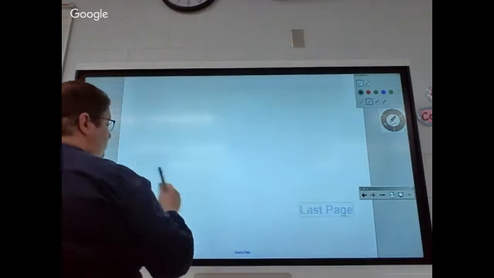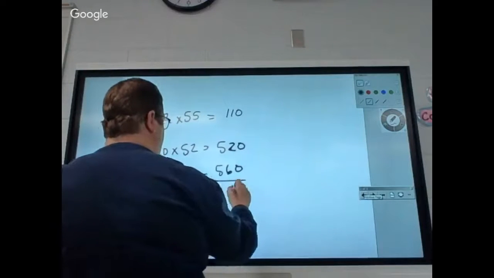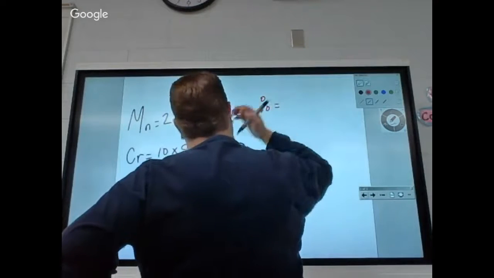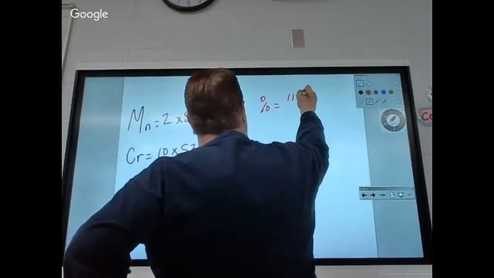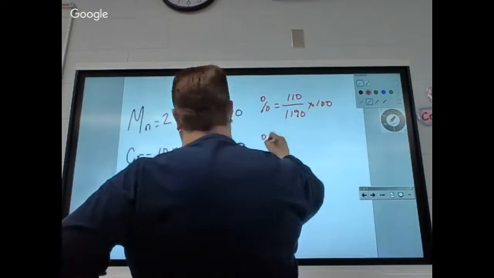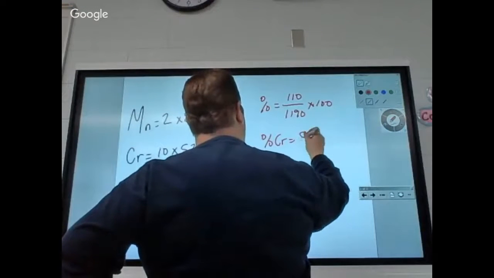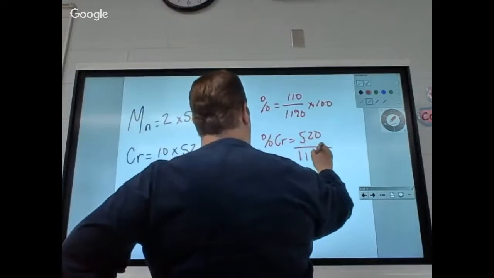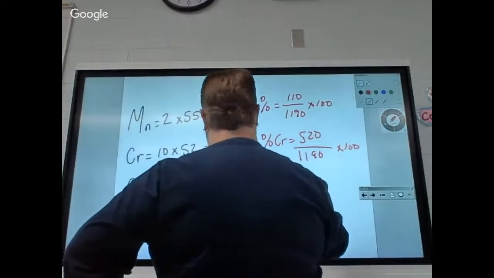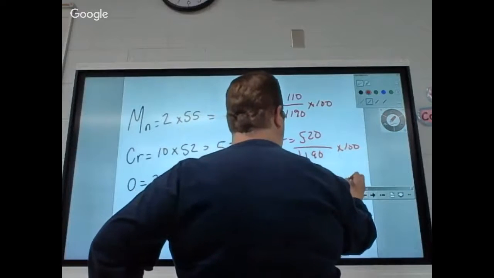What do you get when you add here? 1,190. All right, so for the percent manganese, we have what on top? 110 over 1190 times 100. For the percent chromium, we have 520 over 1190 times 100. And for the percent oxygen, we have 560 over 1190 times 100.